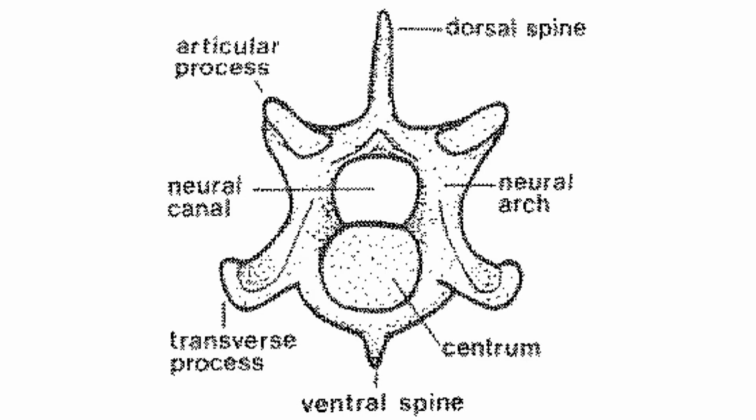Now, the fourth one is the ventral spinous process. It is also single and is situated on the ventral aspect of the body of the vertebra.